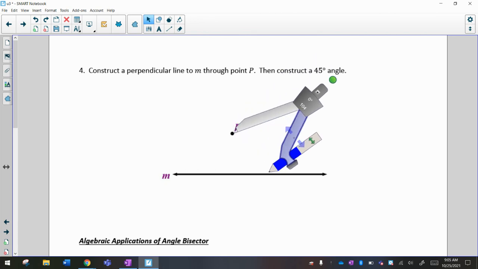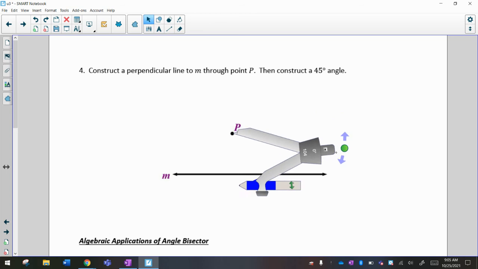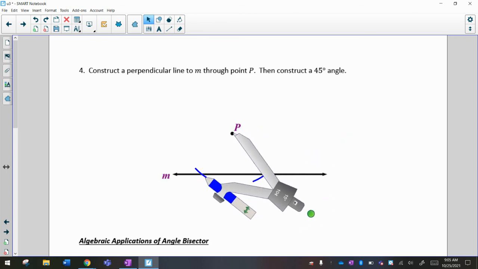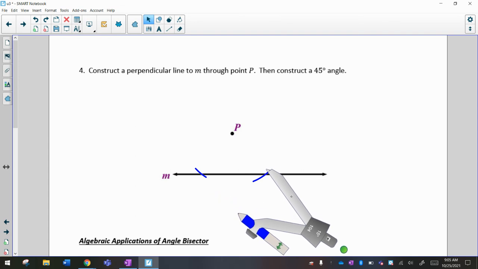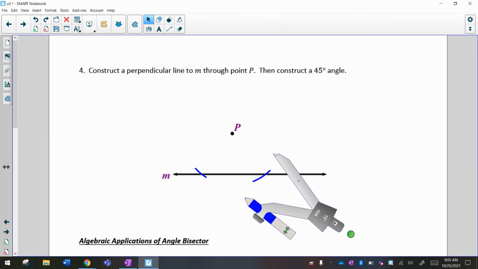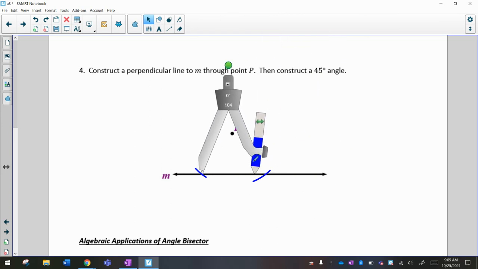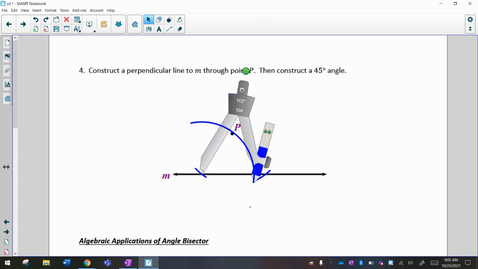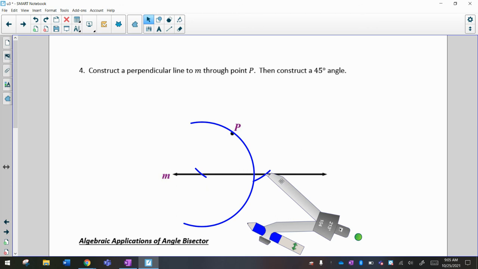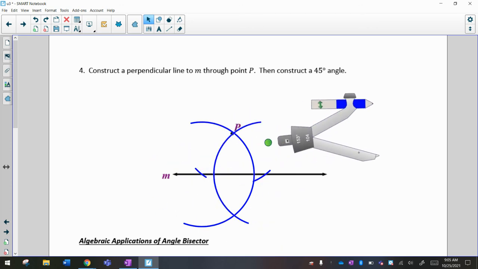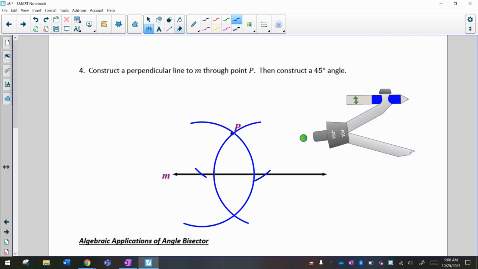So I'm going to open this so that it hits this bottom line twice. Then I'm basically going to find the perpendicular bisector of this new segment I just created. So now I am going to open my compass more than halfway, which it is already, and make my football in between those two intersections. And then if I draw a line through those intersections, it should also pass through P. Fantastic. I've now made a perpendicular to M through P.